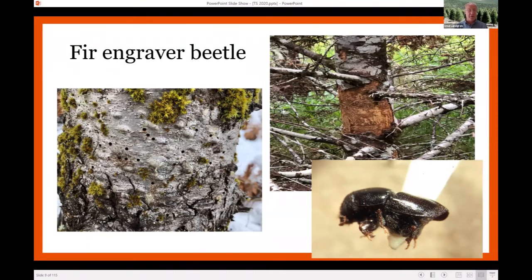If you see holes where there's pitch coming out, that's the tree's response to the beetle burrowing into the tree, and that's a good sign because the trees are healthy enough to have enough pitch to try to get rid of the beetles. If the holes are dry and you're seeing sawdust, that's not a good sign. The trees are weak and are not able to pitch the beetles out. So that seems to be what's going on with some of our bough stands in the valley.